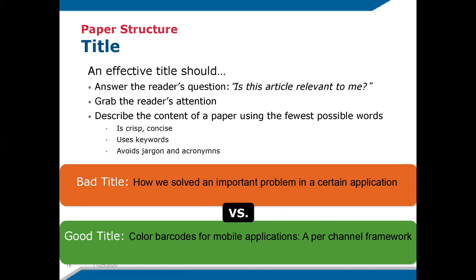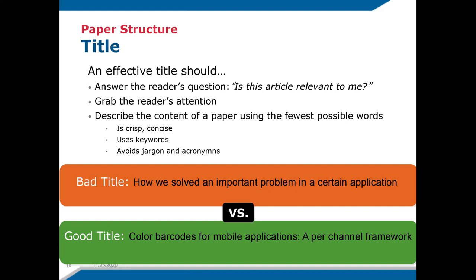So what do we want to do? What is the novelty? What are the contributions? The title should be enough to address all these issues. And if we can use a few words to address all these three aspects, that would be perfect. Basically, use keywords, be crisp and concise. Avoid jargon and acronyms; don't use acronyms, okay? Use keywords as concise as possible.